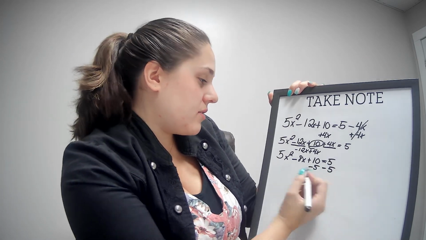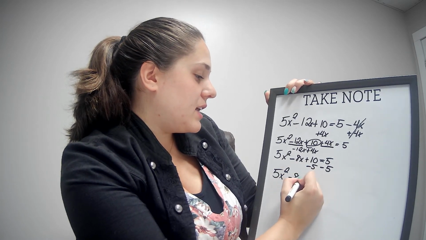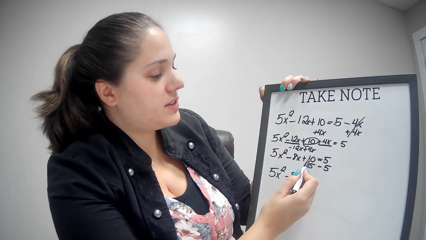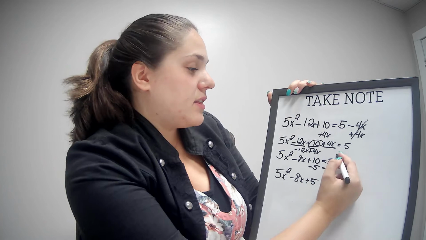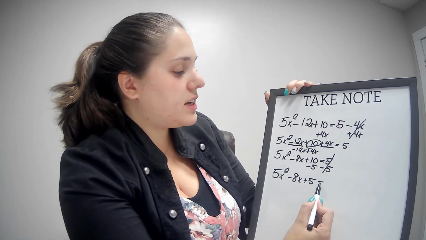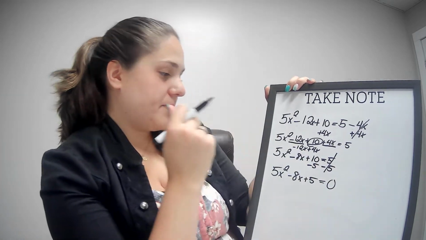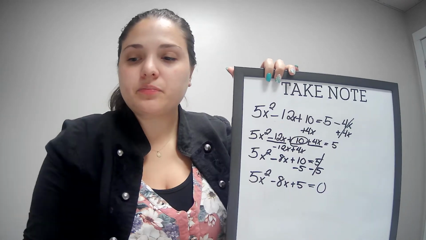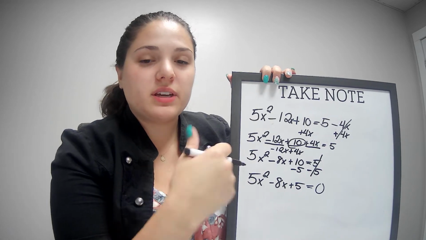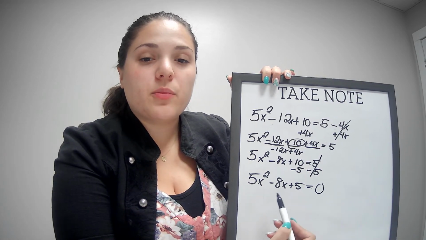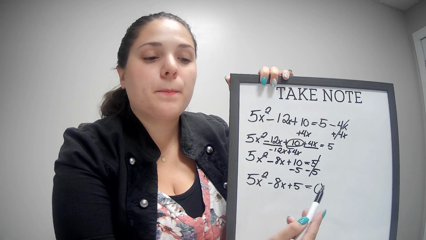Love it, love it. All right, so we have 5x squared minus 8x. So a positive 10 minus 5 gives us a positive 5. These cancel out. And what does that equal to if they cancel out? Yeah, you got it, guys. All right. So are we done? Absolutely. Our equation now is in standard form. We have our 5x squared minus 8x plus 5 equals 0.